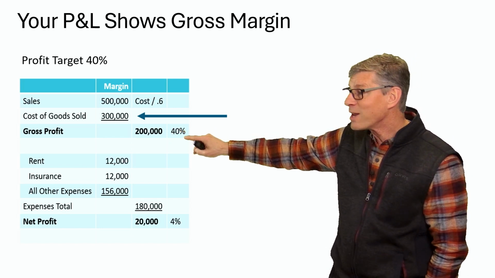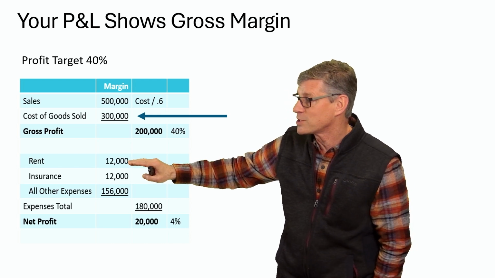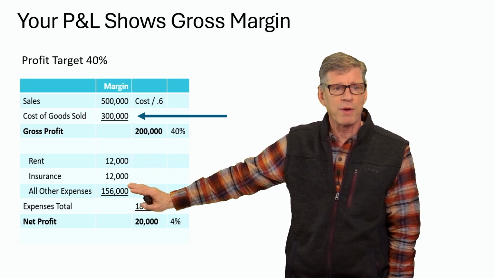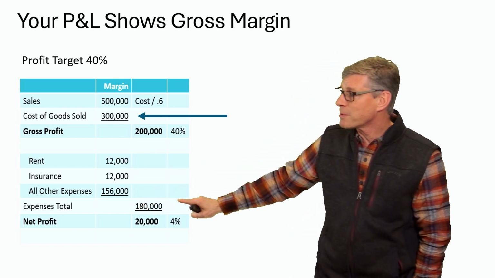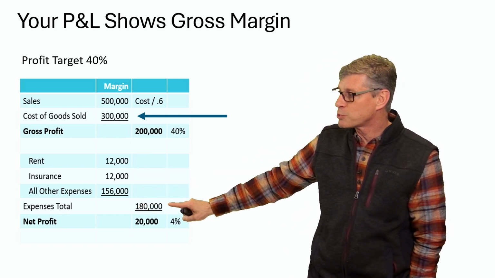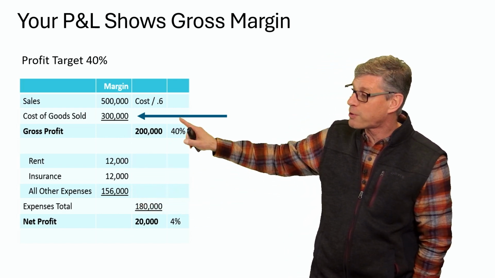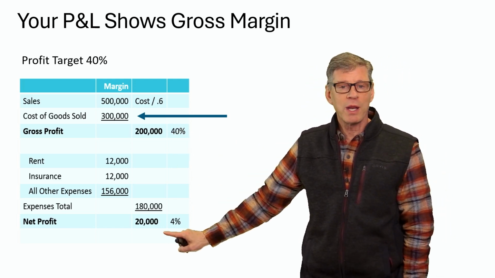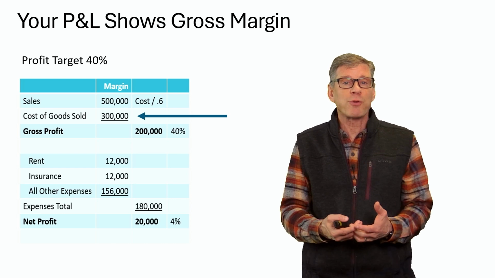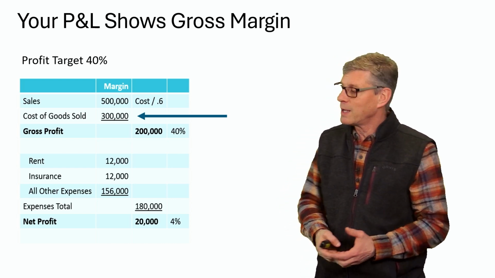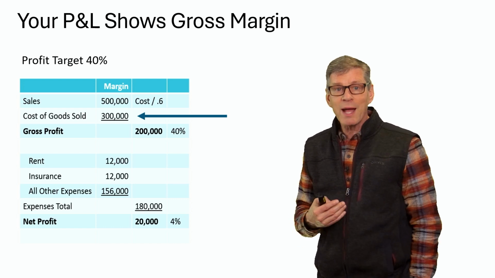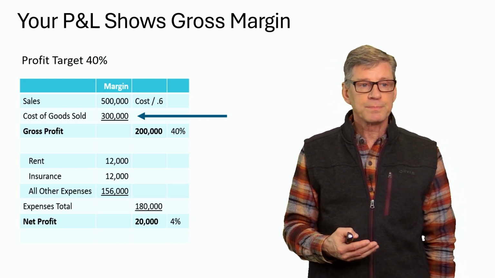Well, now from that, you've got all of your overhead expenses. So I've got rent and I've got insurance and I've got everything else all combined in here in overhead expenses. That tallies up to $180,000. So I subtract that from my gross profit, leaving me a net profit of $20,000. That's what's left over after all the bills are paid, right? That's a gross margin example, and your P&L uses gross margin.